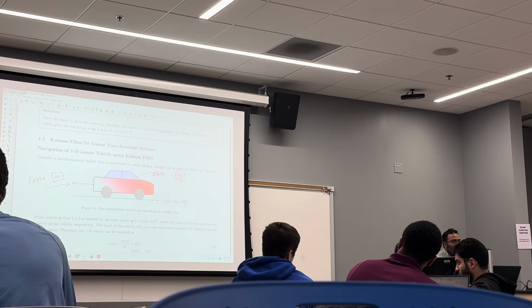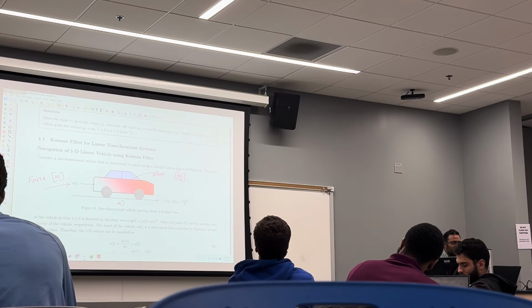This vehicle is moving along the x-axis. Therefore, you know its position in meters. I'm just making it very simple, one dimension. The unit of this x position is meter. And the vehicle's velocity is dx(t)/dt.